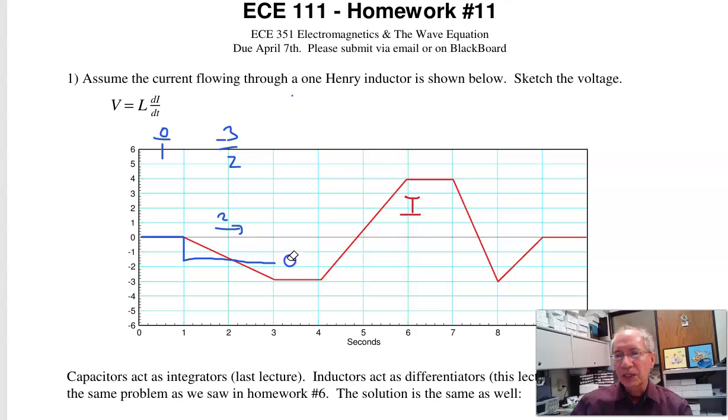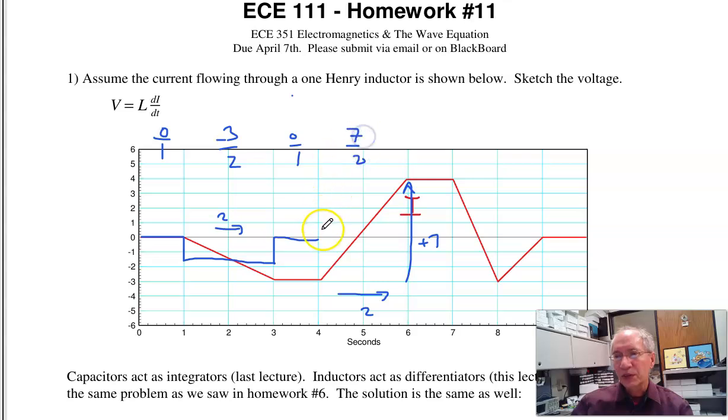Between 3 and 4, the current changes by 0 in 1 second. So the slope is 0 over 1. Between 4 and 6, the current changes by plus 7 in 2 seconds. So the slope is 7 over 2, or 3.5.